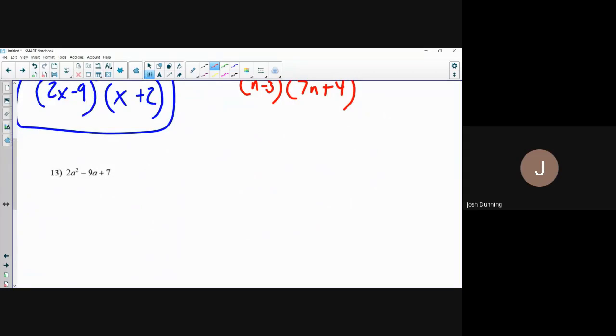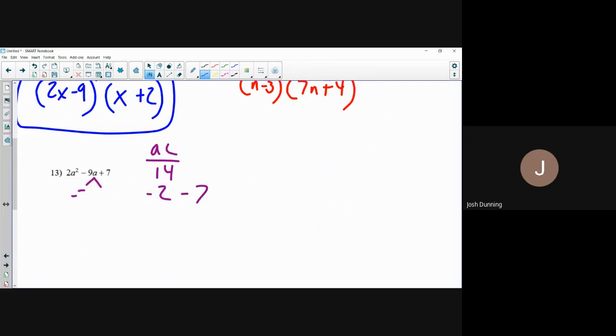13. 2 times 7 is 14. 2 plus 7 is 9, but that 9 is negative. Now, the way that'll work, if they're both negative, they would multiply to positive 14 and add up to negative 9. They're both negative.